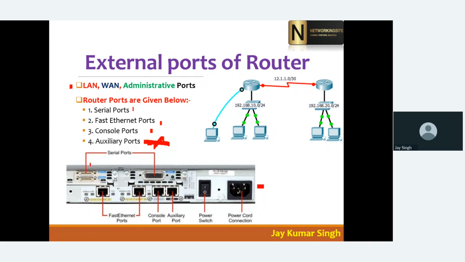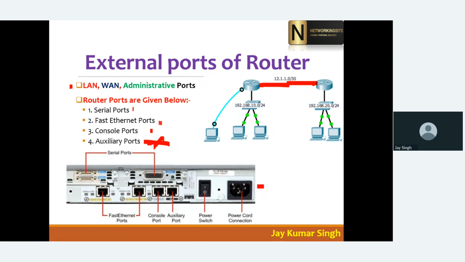So here, first of all, we have to know about serial port. Serial ports are used for WAN communication, means used for connecting router to router. Okay, but it is only used for a limited distance.